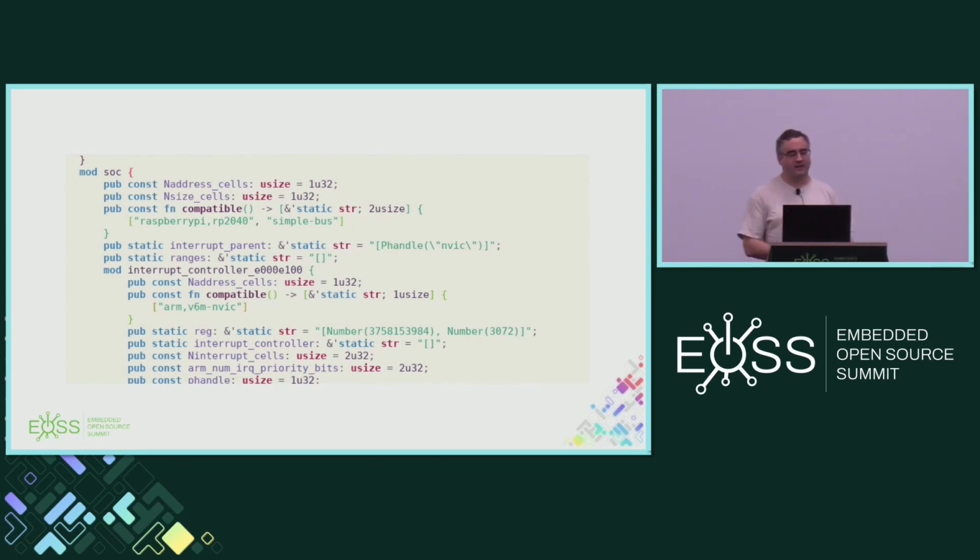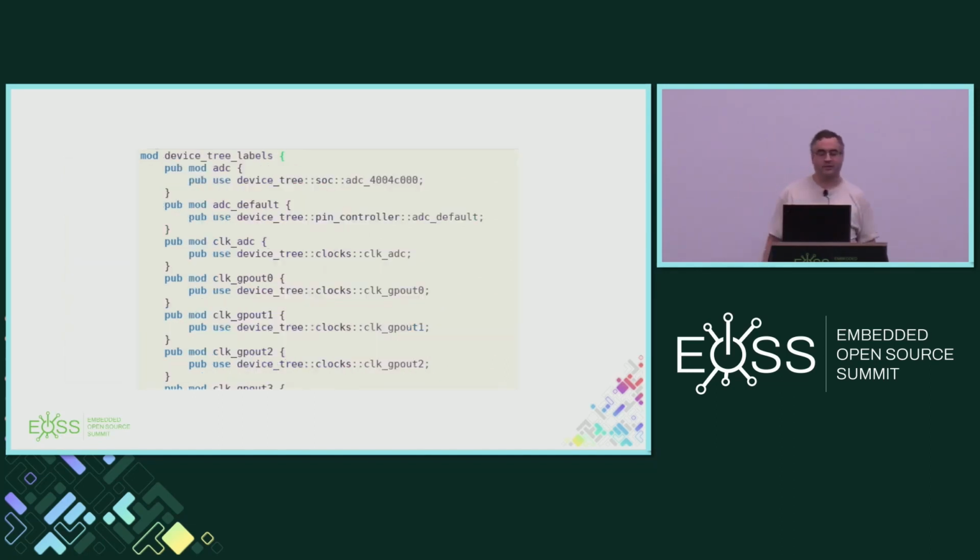So you have things like the hash address cells from the device tree turns into this N address cells. The compatible is a const function that returns a 2-element array of strings. And the way this works is if you call that function and then dereference it with a 0, all of that goes away and you just have a string that ends up in the code. And then more and more. So there's a lot more to that.